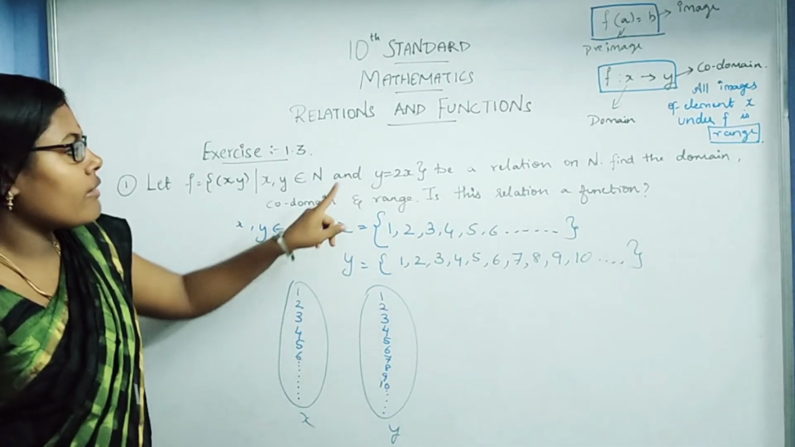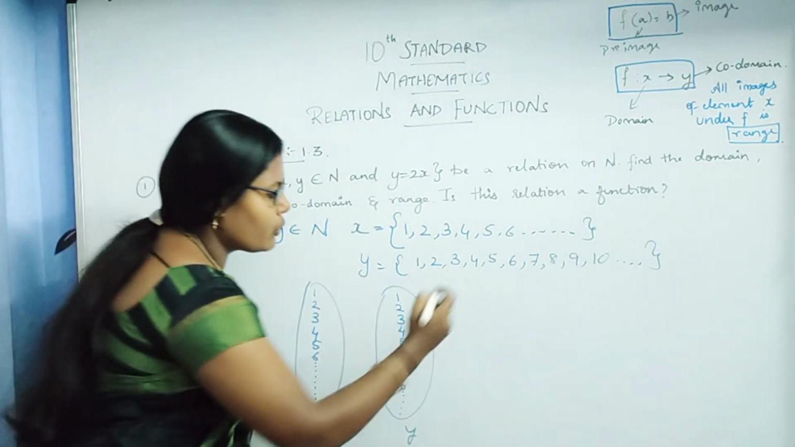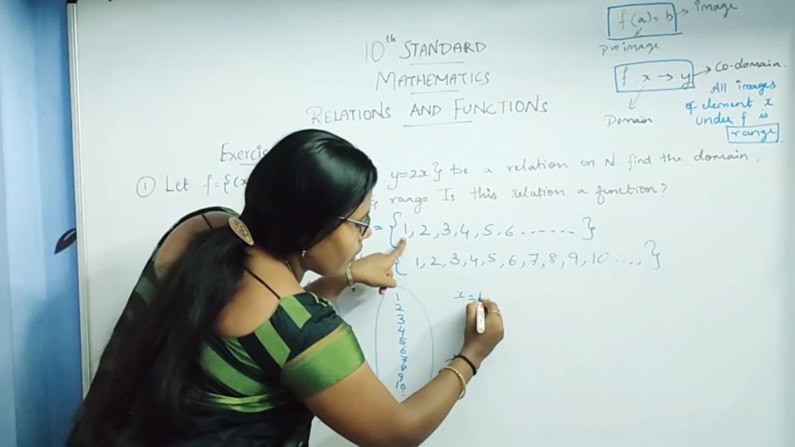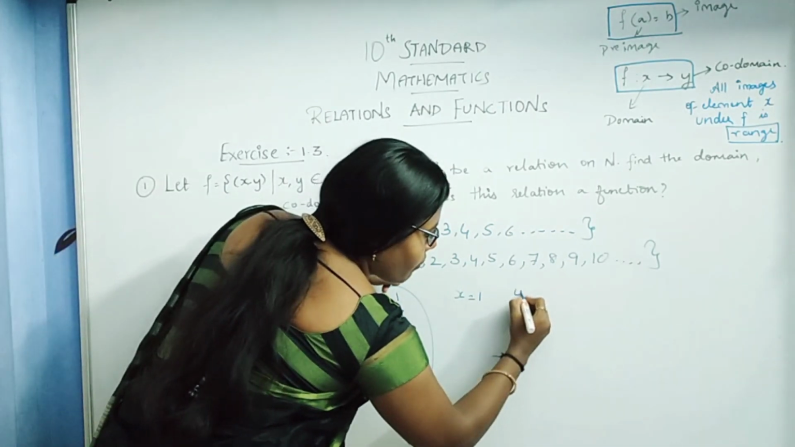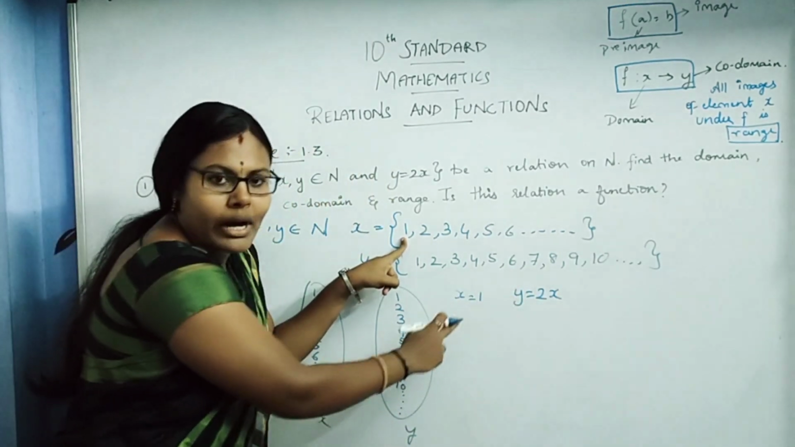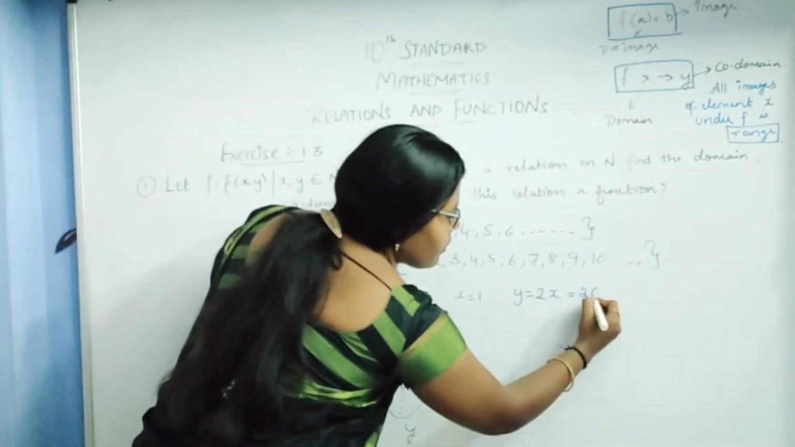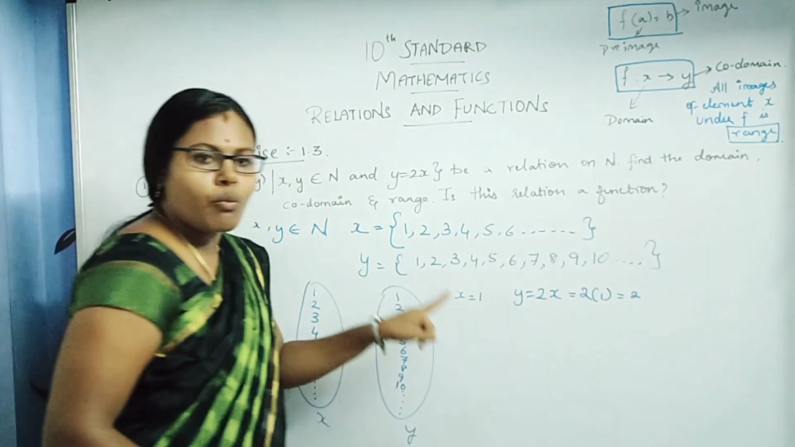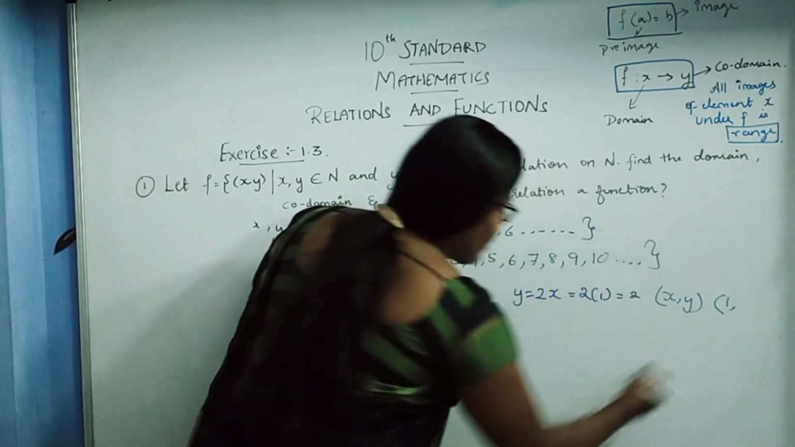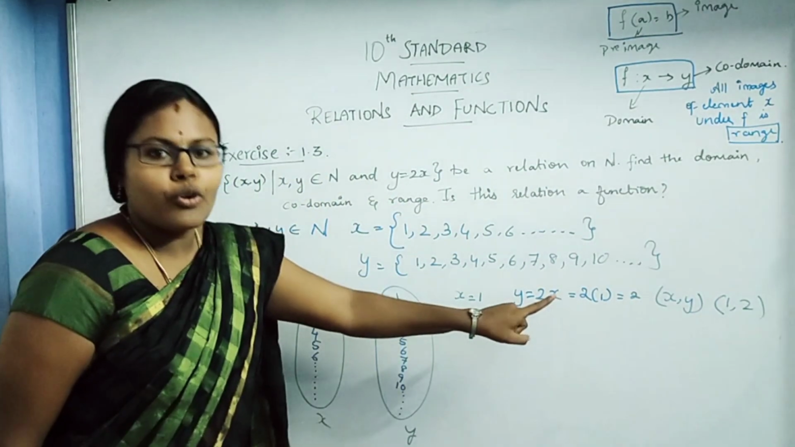Now we'll map it. Before mapping, they said y is 2x. So let's find the y elements. For that, first you take x. The first x element is 1. The y formula is y equals 2x, right? So in the place of x you substitute 1 to get the y value. So 2 into 1, 2 ones are 2. So when x is 1, the y value will be 2. Got it? Hope you don't have any doubt in this.